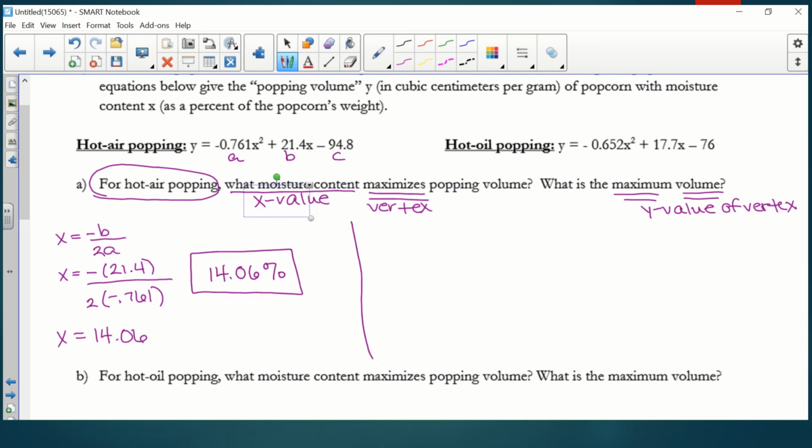I'm just going to draw a little line here to do the second part of the problem. What is the maximum volume? To find the Y value of the vertex, we've got to use this X value that we just found. So plugging in 14.06 everywhere I see X, I can solve for Y.